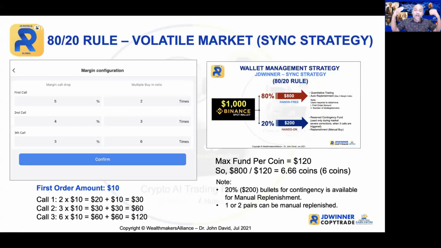Now, if you use all the fund and you hit the third call, you got no bullet anymore, right? So you are surrendered. So you have to wait for the market to rebound. Can you see that? So this is powerful.